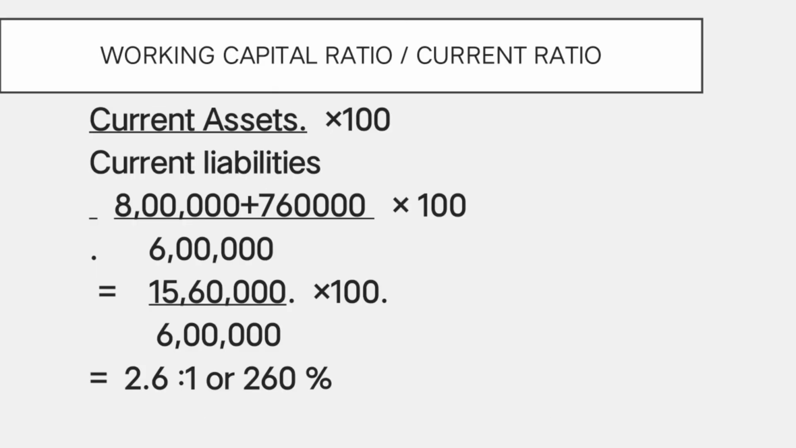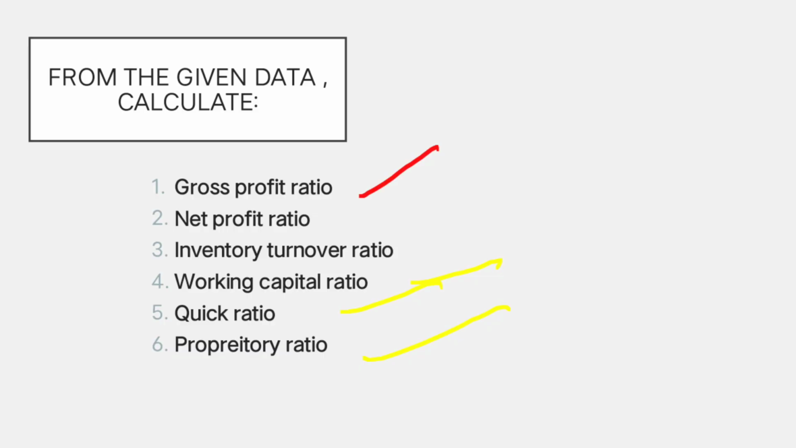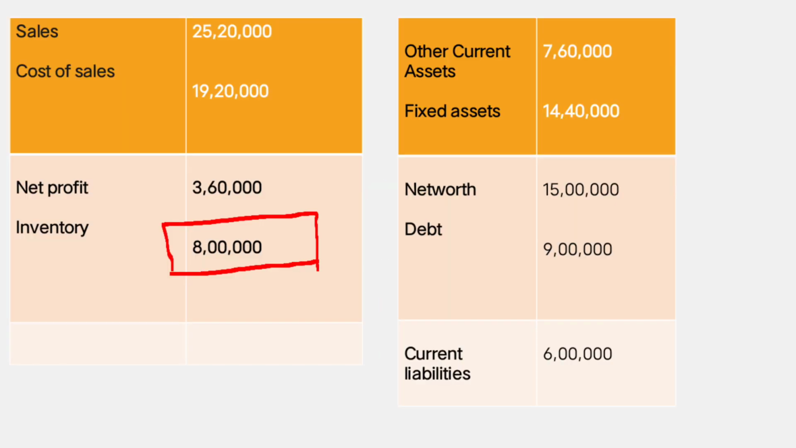Next one is working capital ratio, which is also known as current ratio. If they give working capital ratio, it means current ratio, which is another name for it. What is the formula for current ratio? Current assets divided by current liabilities into 100. What are the current assets given here? See here, 7,60,000 current assets. And another one: stock is also a current asset. What is the name for stock? Inventory. So 7,60,000 plus 8 lakh is current assets.